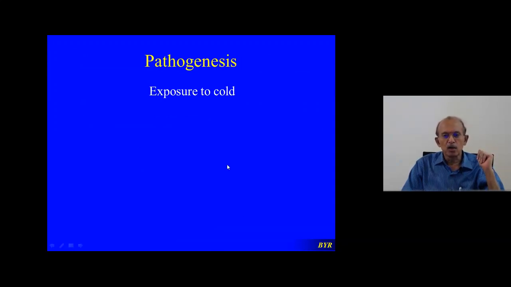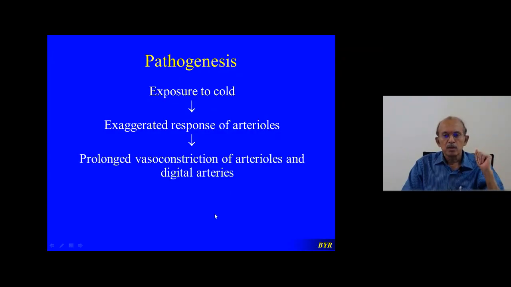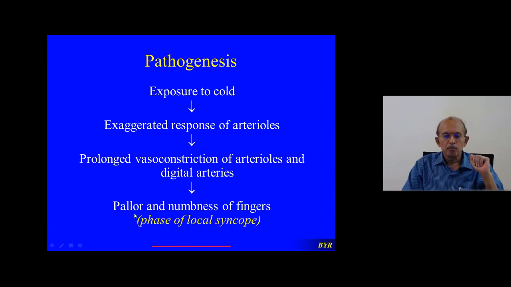Pathogenesis: there is exposure to cold. It causes an exaggerated response of the arterioles. Normally, when you expose your fingers to cold water, there will be arteriospasm. Once you take the hand away from the cold, the vasospasm is relieved. But here, there is prolonged vasoconstriction of the arterioles and distal arteries. This leads to pallor of the fingers and hand with numbness. This is called the phase of local syncope.